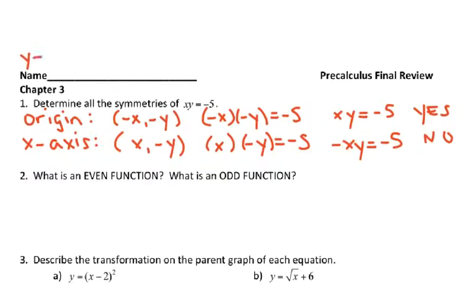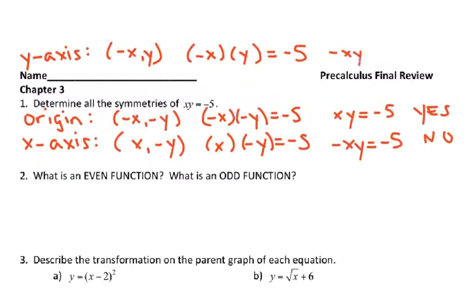Symmetry over the y-axis. You replace x with negative x, but you do nothing to y. Well, you can kind of see the same thing that happened when you check symmetry over the x-axis should happen again. You're going to get negative x times positive y, which is negative xy, which is not the same equation you started with.